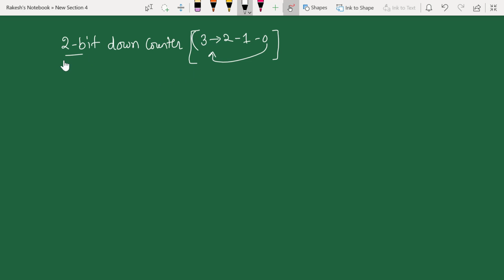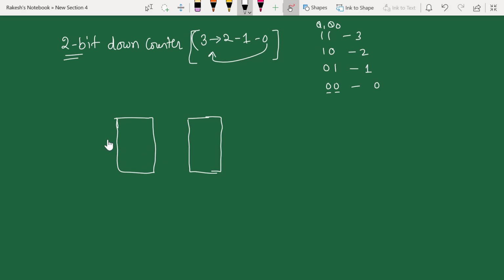Since you have a 2-bit down counter, it can have 1 1, which is equivalent to 3, then 1 0 will be 2, 0 1 will be 1, and 0 0 will be 0. Here I am assuming Q0 is the output of the first flip-flop and Q1 is the output of the second flip-flop. Since we need to store 2 bits, I am going to take 2 flip-flops, one flip-flop for the Q0 output and another for the Q1 output.